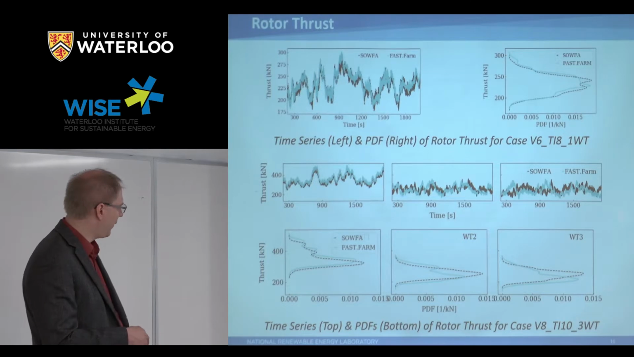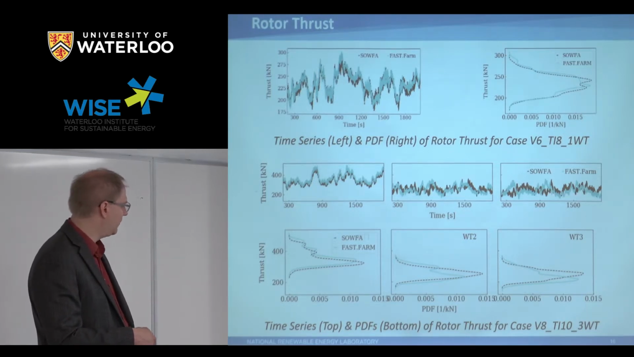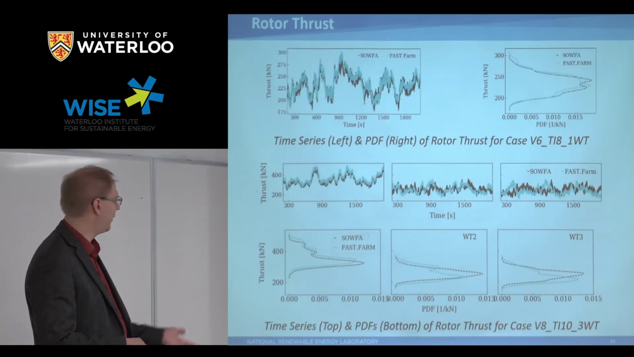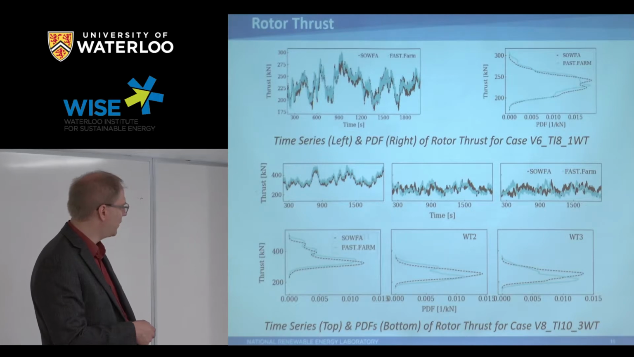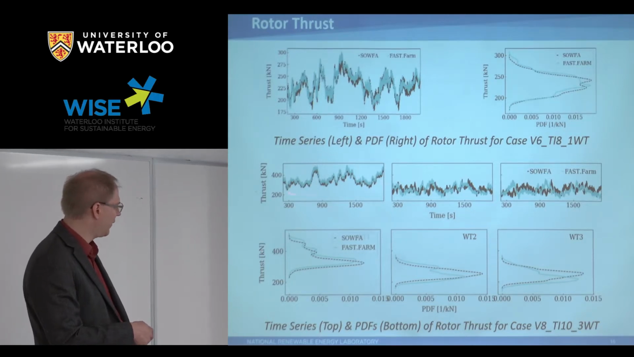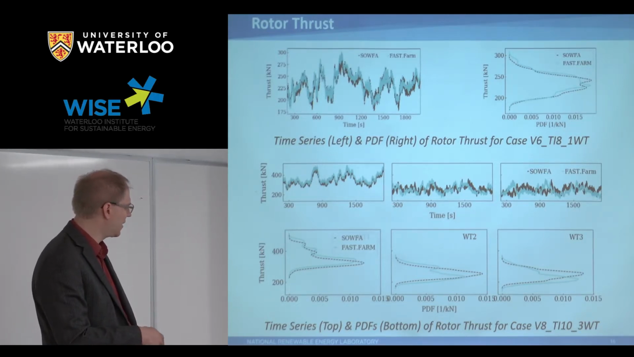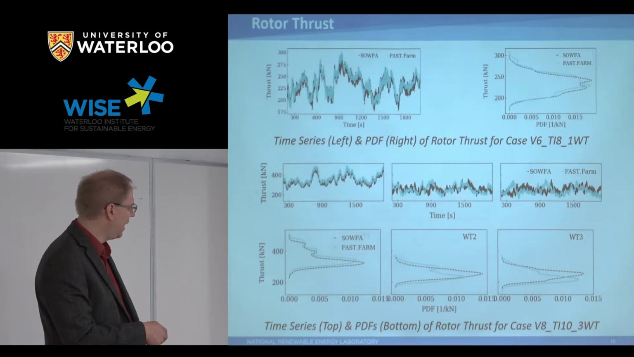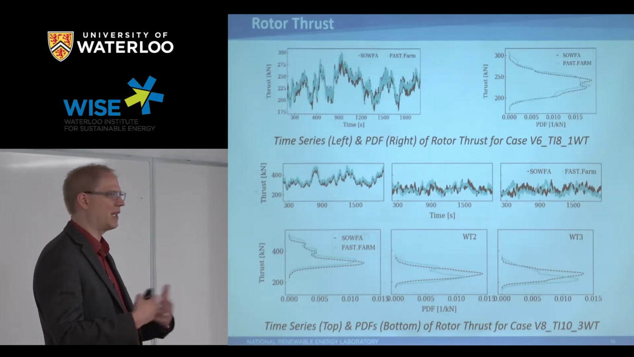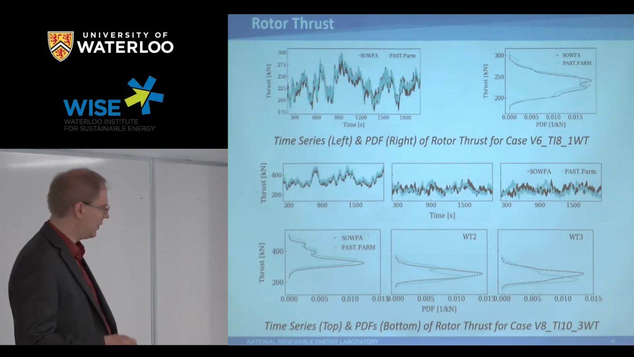This is showing the wake effect, the thrust, for the 3 turbine case. So this is the first turbine, second turbine, and third turbine. Again, maybe a small mean offset there, but even down the farm, we get the reduction of thrust because of the wake effects. One interesting thing is the upstream turbine really captures the phasing of all the effects, but downstream, while the statistics look quite decent, the phasing gets a little messed up because the breakdown of the wake is a bit different in SOFA.